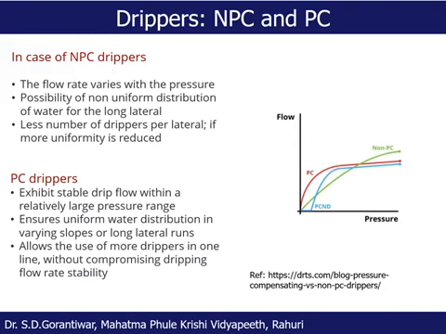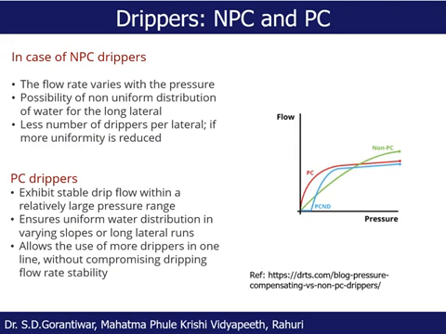This is the green line, but if you see the red line, PC kind of emitters. For low pressure, of course, initially pressure has to be built up, so flow will increase, but then once pressure is built up, the flow is the same even if the pressure is increased from this point to this point. Okay, so this is how this PC and NPC drippers will operate actually.